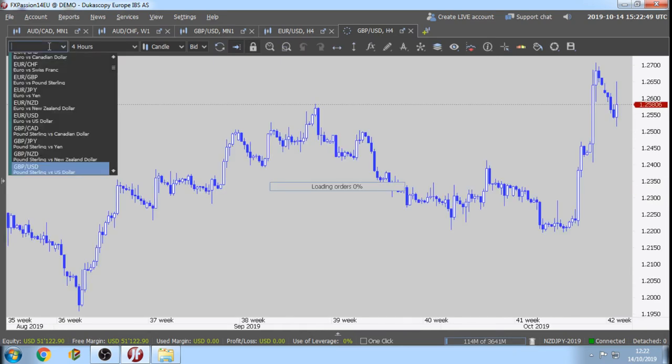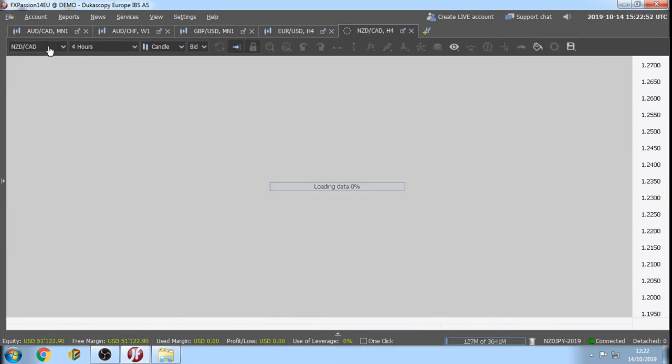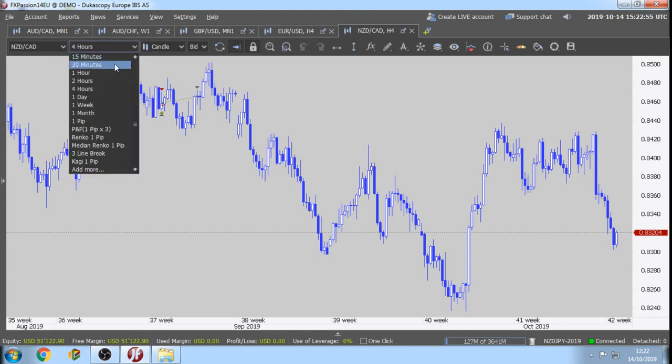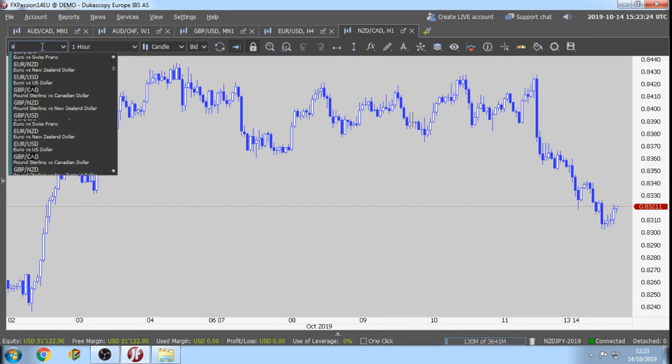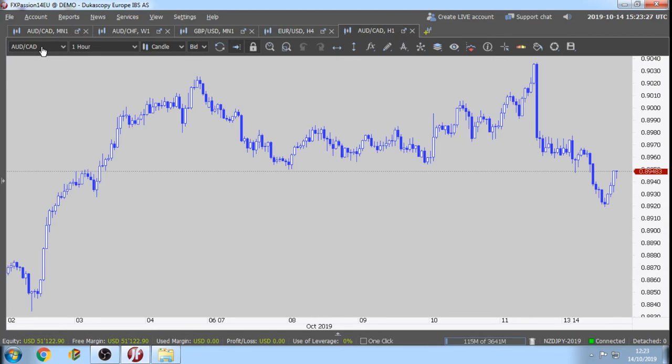If not, we are going with the NZD CAD. NZD CAD 1 hour chart. Euro CAD is not in a downtrend, my friend. Euro CAD, for the time being, is still in an uptrend, up structure. Okay, NZD CAD, AUD CAD, great, let's go with the AUD CAD, there you go. Okay, so AUD CAD, 1 hour chart.